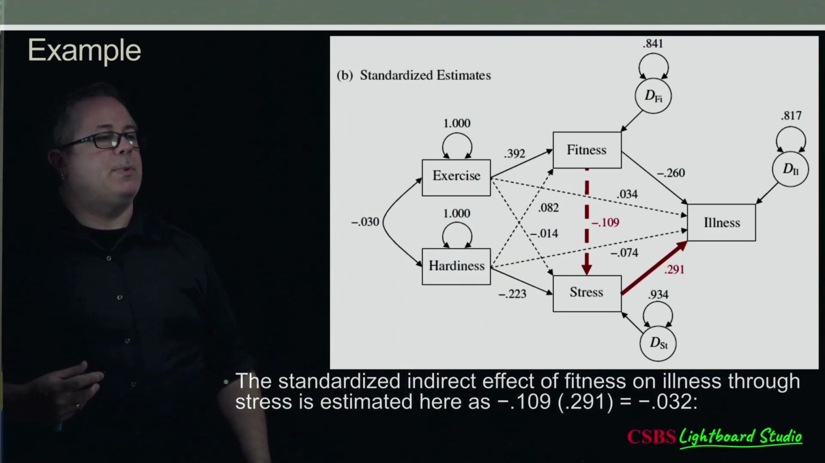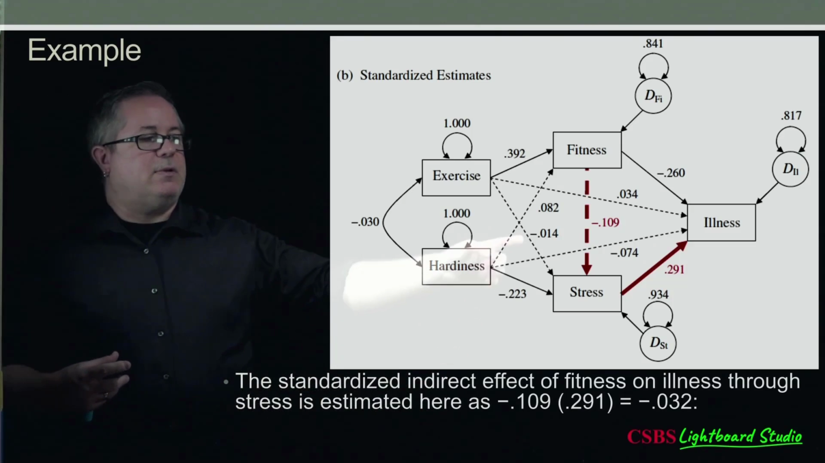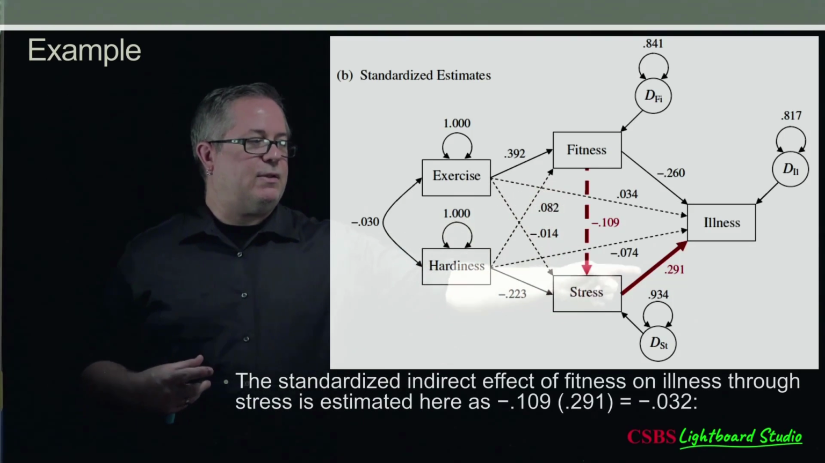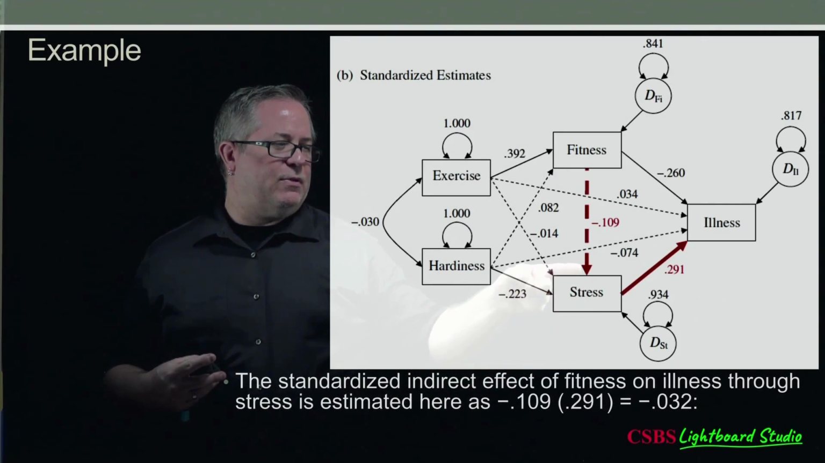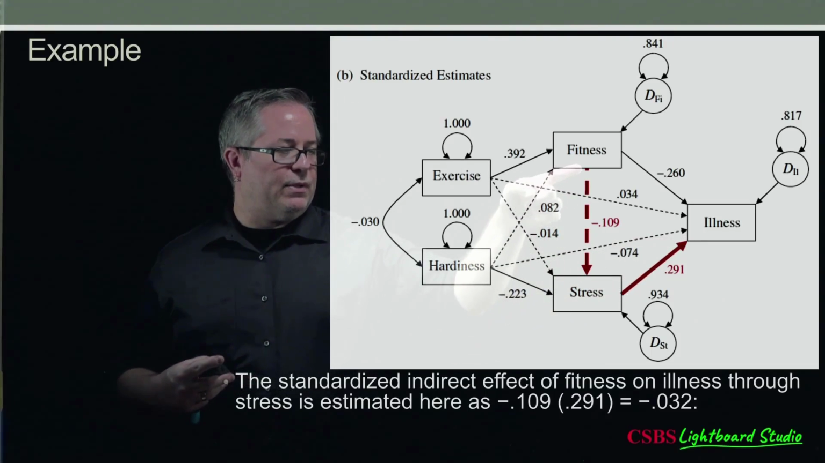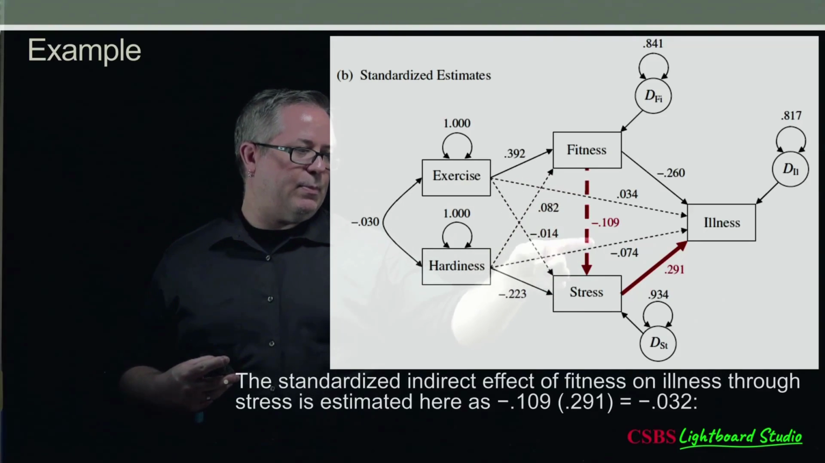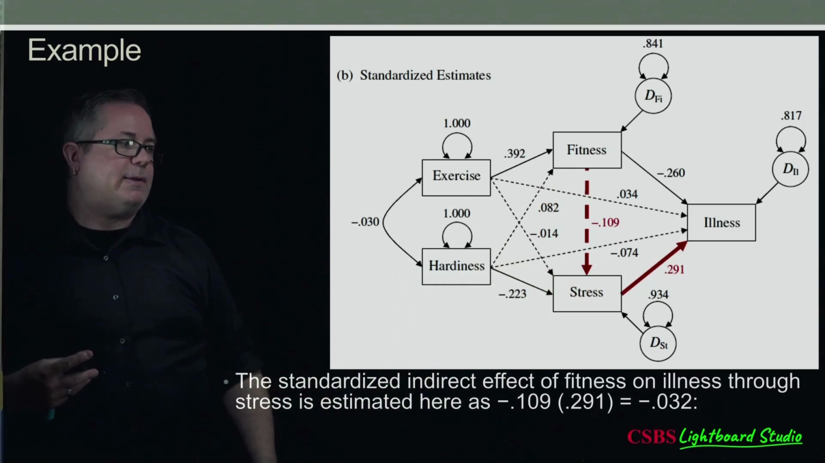You may be asking, why is this path dotted and that path solid? This is actually an assumption, because I don't remember. I'm pretty sure this path is not significant, and this path is. So they're showing a non-significant path predicting fitness to stress here that they've left in the model for some reason, and you multiply them through to get the indirect effect. That's my guess. I'm pretty sure that's right.